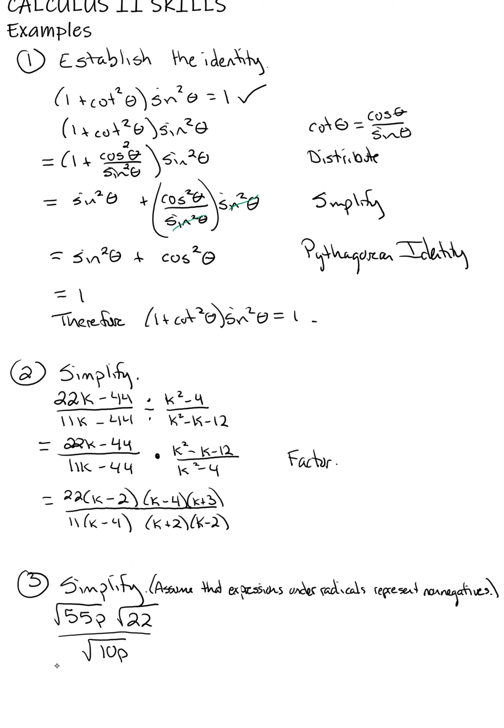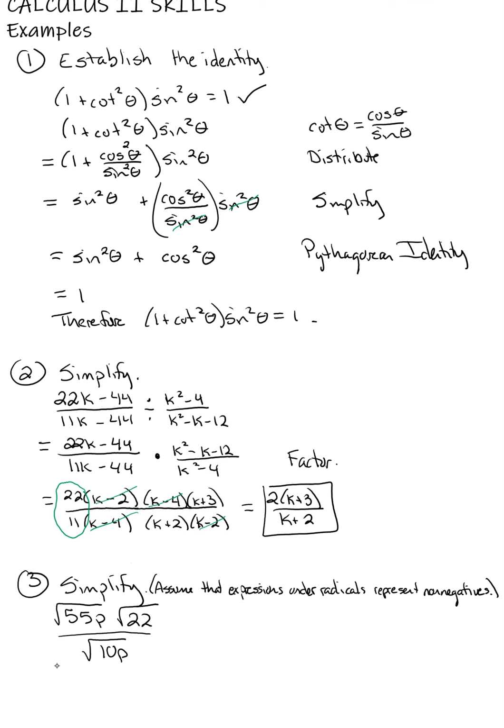And now it looks like we have lots we can reduce. I can reduce the k minus 2. I can reduce a k minus 4. I can even reduce 22 over 11. So 22 over 11 reduces to 2, and that's going to be in the numerator. We also have a k plus 3 in the numerator, and in the denominator we have a k plus 2. Notice I cannot reduce those 2's because one is part of an addition and one is part of a multiplication. And there we go. That one is simplified.